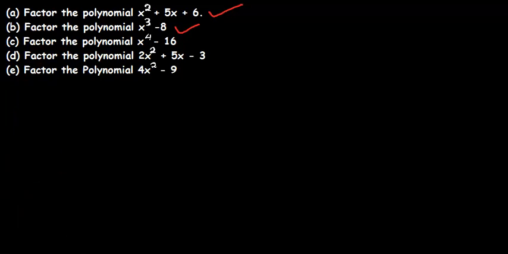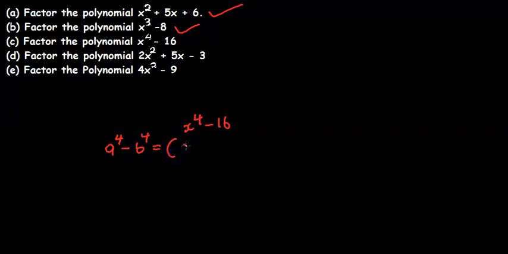The third problem says we shall factor x to the power of 4 minus 16. In this case, it is similar to the previous one, but with little differences. The polynomial is a difference of squares. We can use the formula in this case, which is a to the power of 4 this time around, instead of power of 3, minus b to the power of 4.